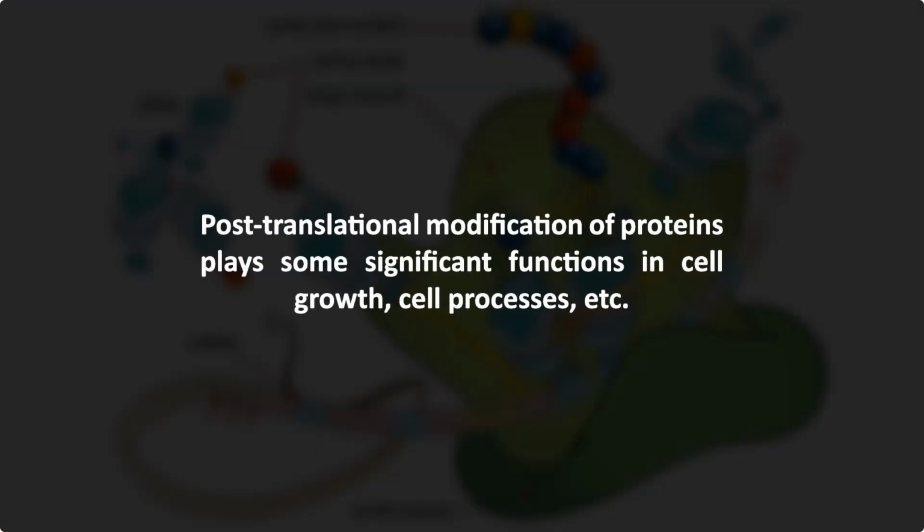So, post-translational modification of proteins plays significant functions in cell growth, cell processes, etc. The post-translational modifications of proteins are important for controlling the stability of the protein, localization, and conformation. By multiple post-translational modifications, genetic information imbibed in DNA is transcribed, translated, and increases its complexity. Post-translational modifications help in the mediation of stress perception, protein homeostasis, energy shift control, and defense by the immune system.